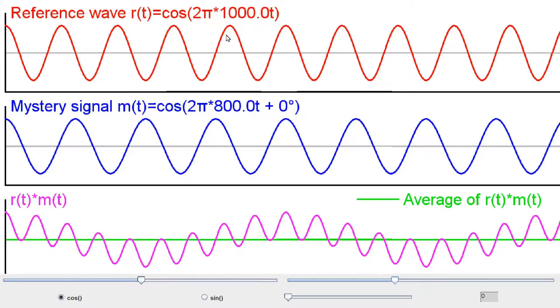In case you're wondering what 1 kilohertz is, listen to this. Doesn't that sound great? The mystery wave is shown in blue.